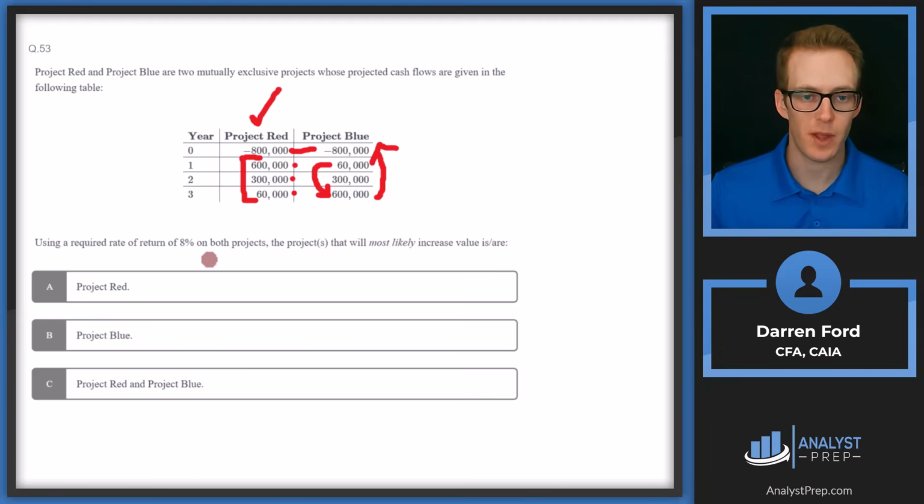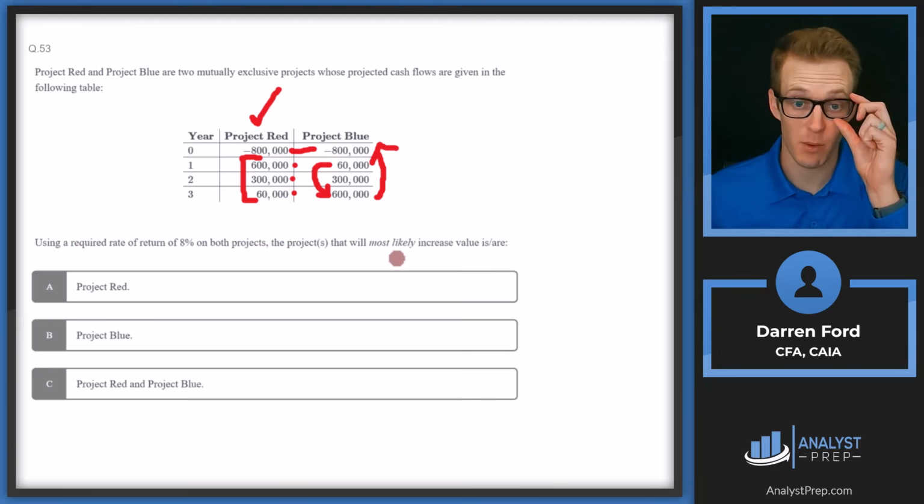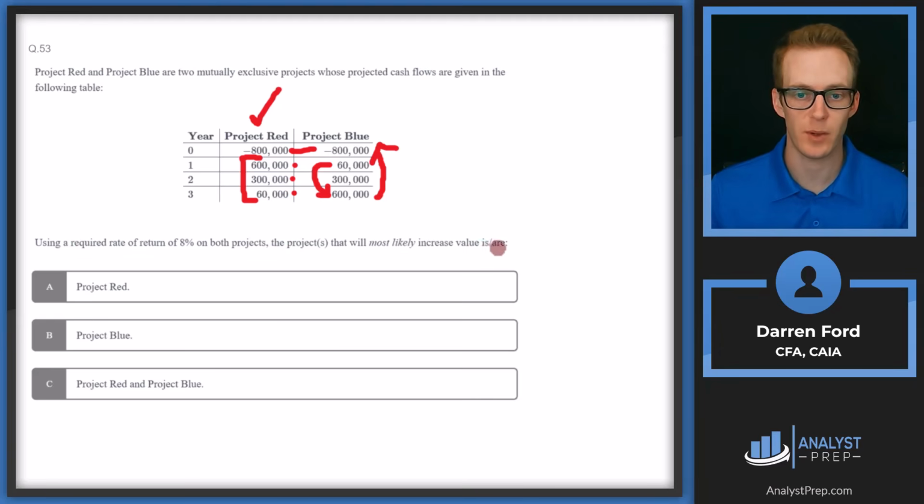Using a required rate of return of 8% on both projects, the project that will most likely increase value is A, Project Red, B, Project Blue, or C, Project Red and Blue. Okay, so Project Red is better. However, we want to know which project is going to increase value. So we do need to calculate here and figure out whether one or both of them increase value.